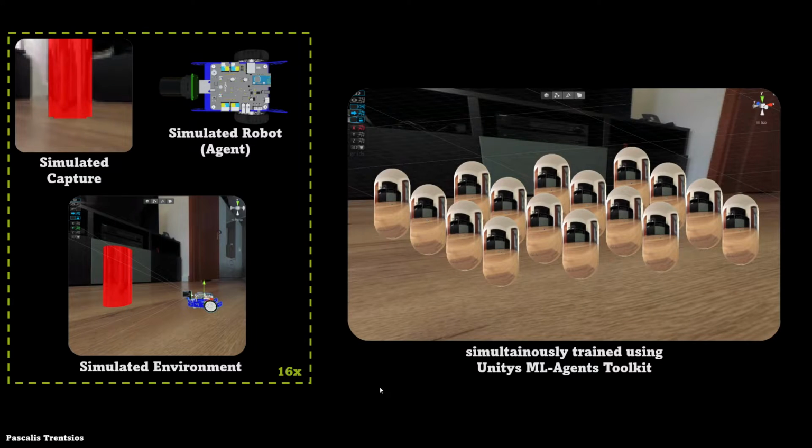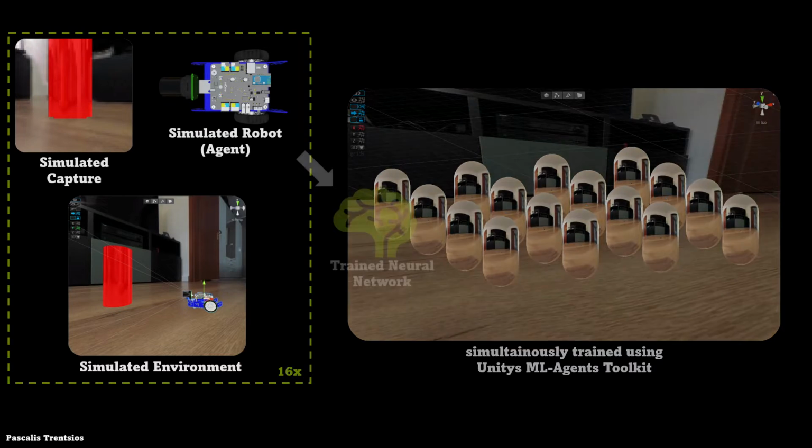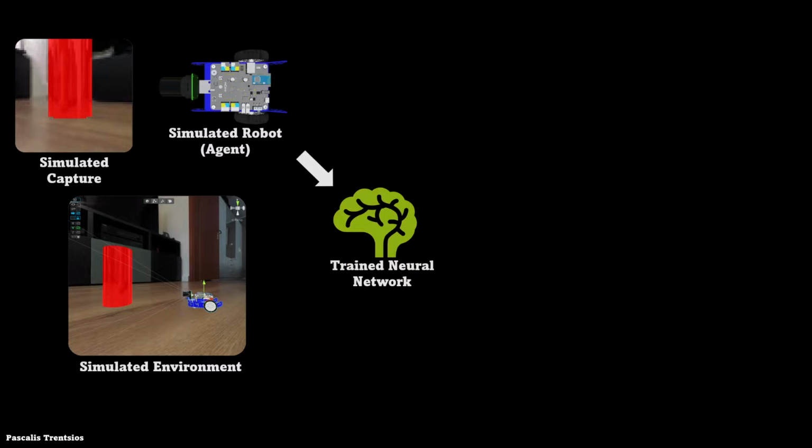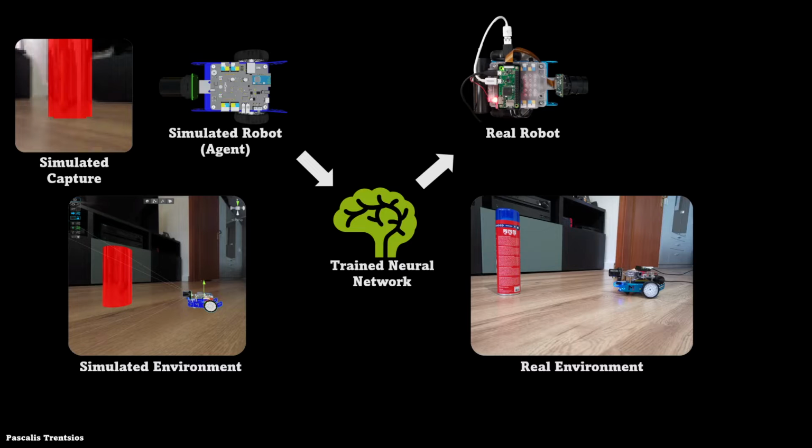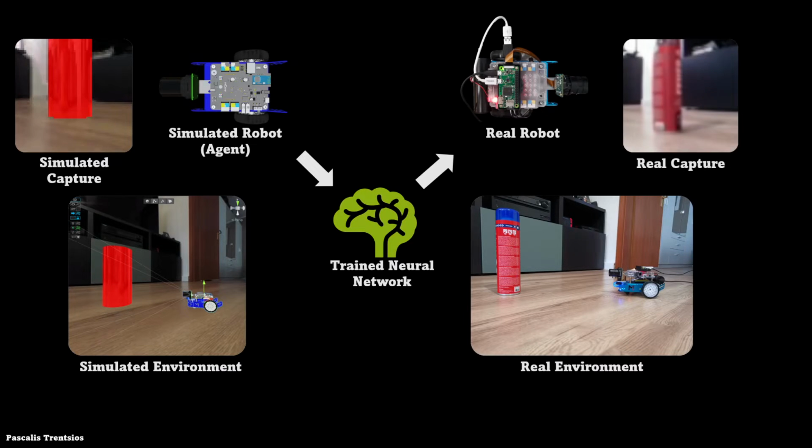Now I did this 16 times, so I had 16 simultaneous environments, and used the ML Agents toolkit from Unity to train the robot to collect the red target. And then the trained neural network was transferred to the real robot. This was done by streaming the camera picture of the real robot back into Unity, and sending the action values to the real robot. Now here you can see the real environment and the real capture. You can see it's quite similar to the simulated one, so therefore it works quite well.